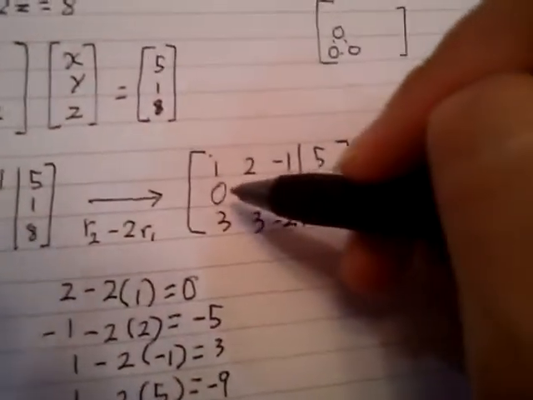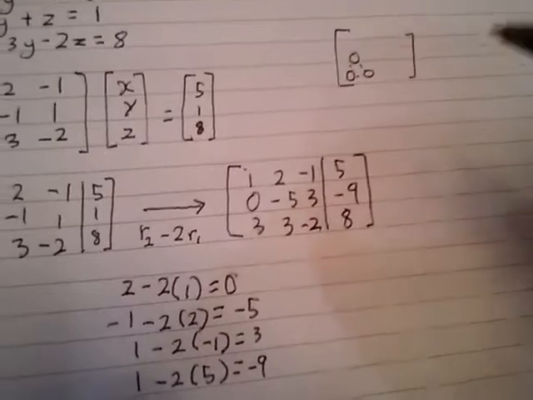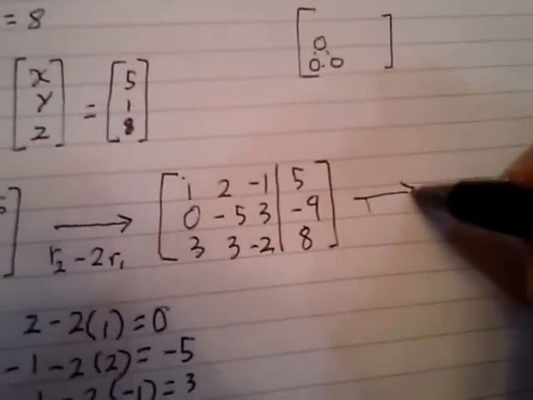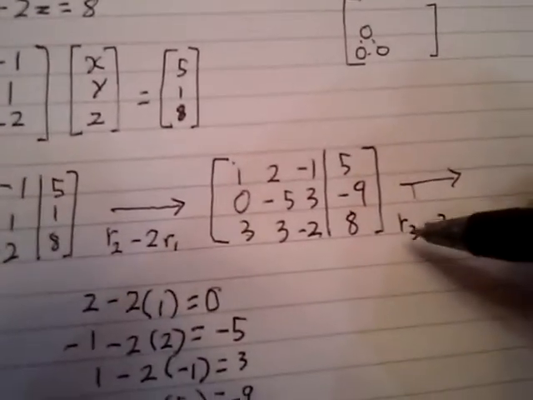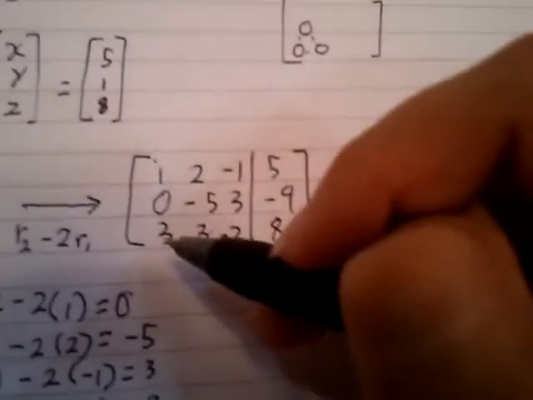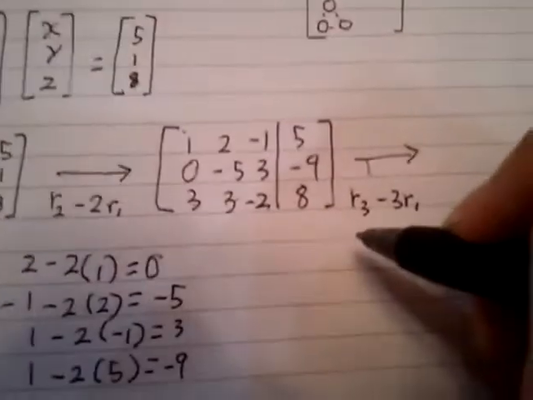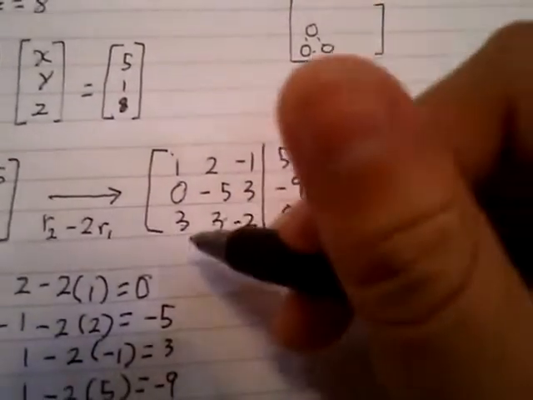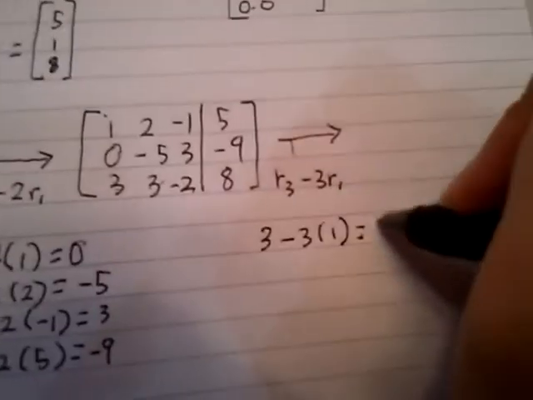Then from this row 2, change these 2 numbers into 0, and we need to create a formula again. This time we use the formula R3 minus 3R1. The purpose of this formula is to change this 3 into 0. This means the numbers in row 3 minus 3 times the numbers in row 1. First, which is 3 over here, 3 minus 3 times 1, and then equal to 0.